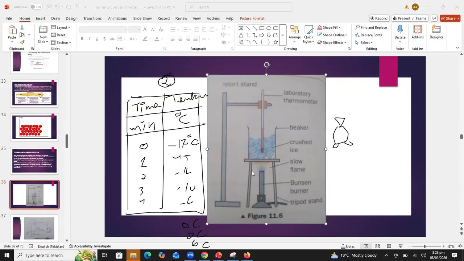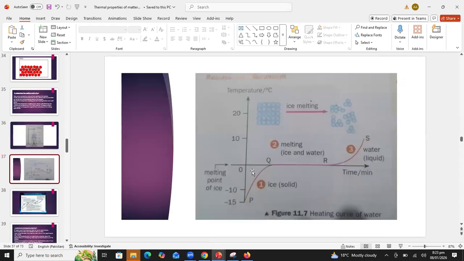ठीक है. So basically, why is the temperature not changing here? What is the reason? So look here, students. Look at this graph.